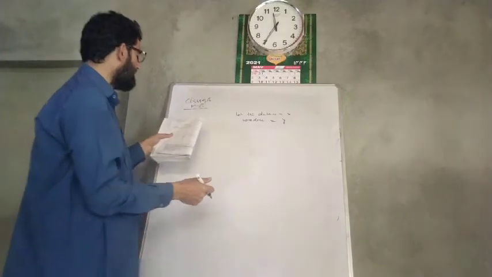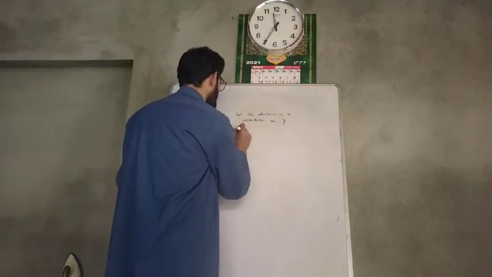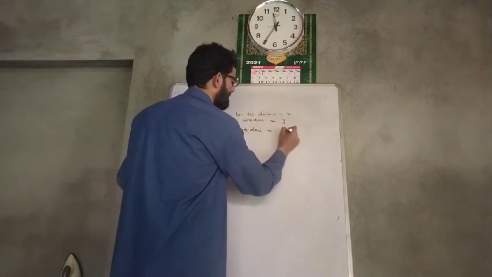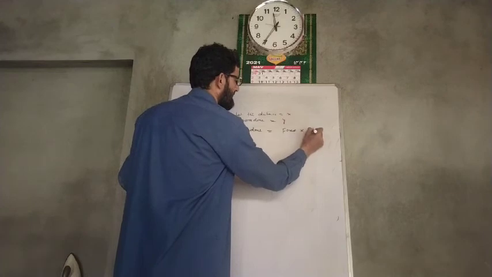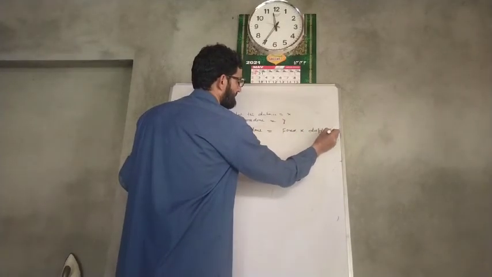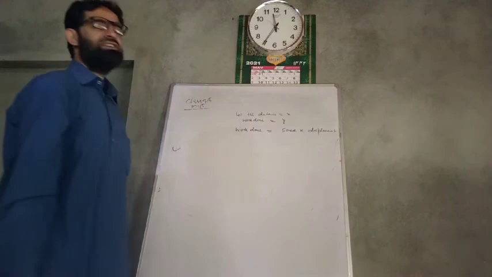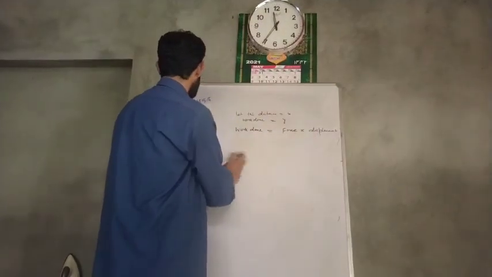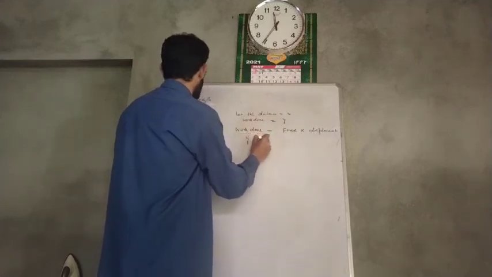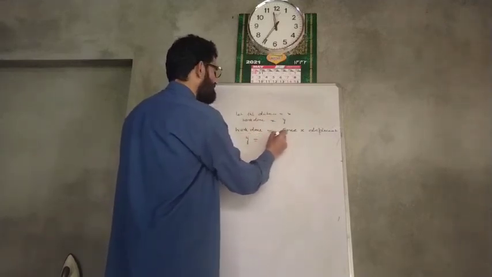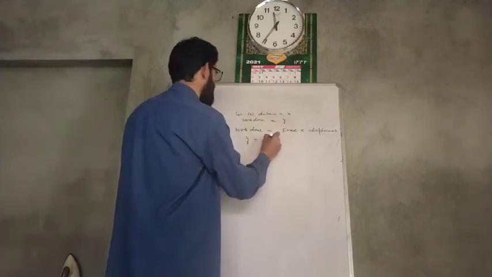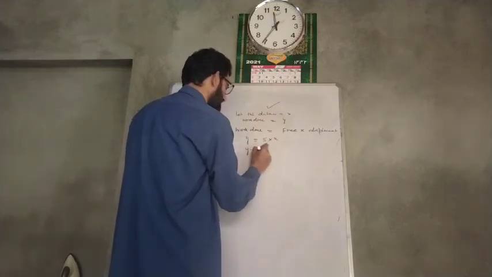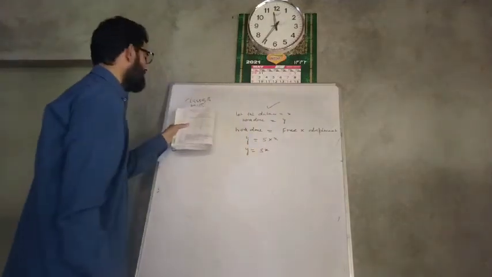Now we know that work done is equivalent to force into displacement. In physics, you know that work done is given by force into displacement. So what is our work done? It is y is equal to, what is the force? The constant force is 5. This is given in the question. Into displacement, this distance is x. So y is equal to 5x.